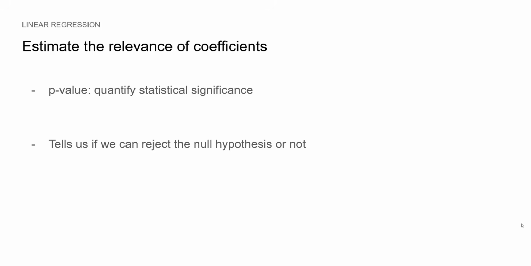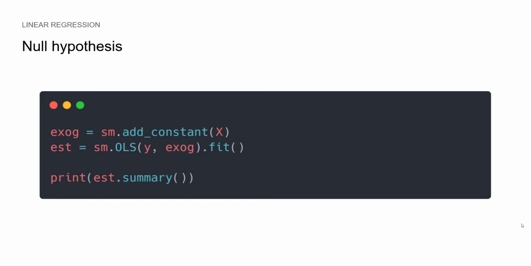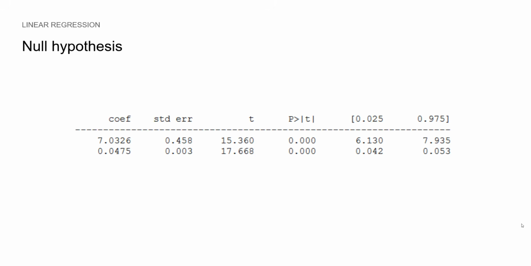Once you have your coefficients, we need a way to assess their relevancy. To do so, we use the p-value. This allows us to quantify the statistical significance and determine if we can reject the null hypothesis or not. In Python, we can analyze the p-value for each coefficient like this. Here we use a statistical package from Python that allows us to print out a summary of the model. Here you can see an example of that summary.